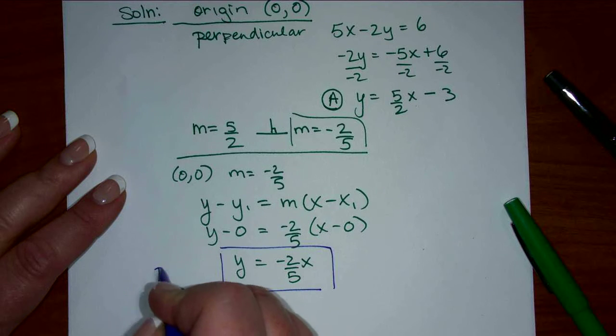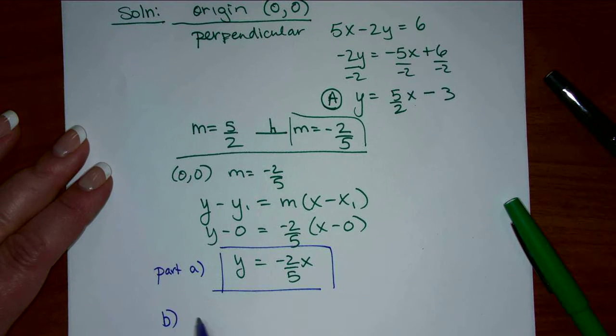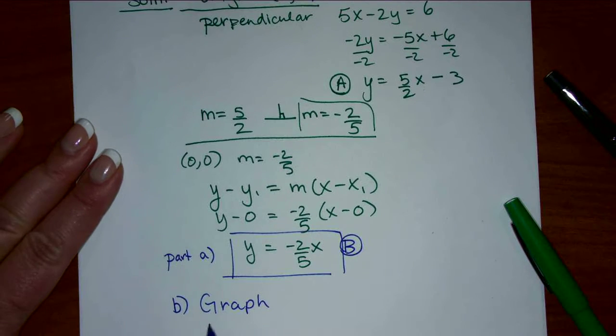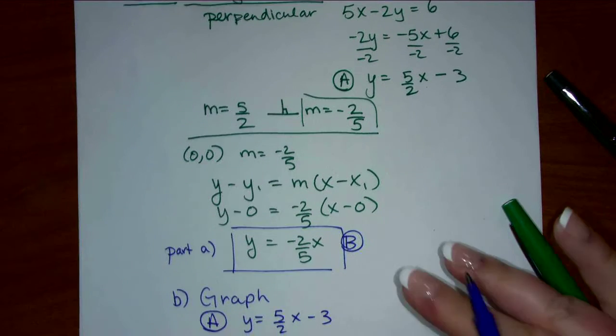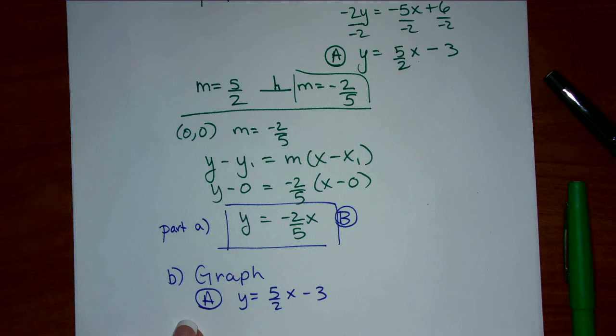Now part B asks us to graph. So line A, we need 2 points. So to graph both of these lines, we'll need 2 points on each of the lines. So 1 point is always given if you've got the equation, because you can read it off, the -3.